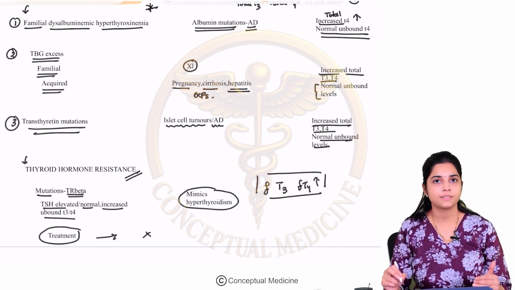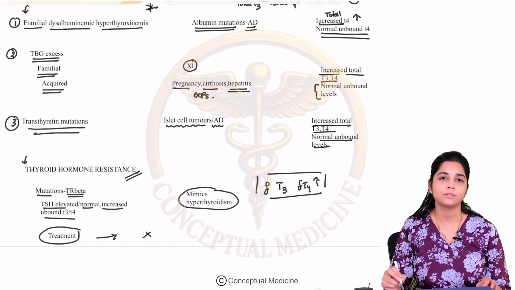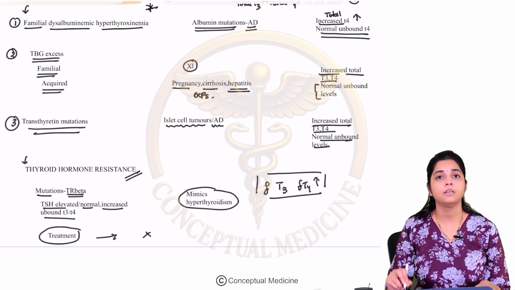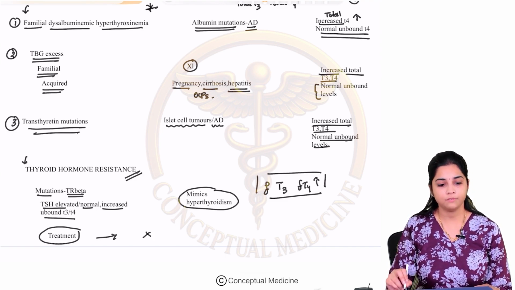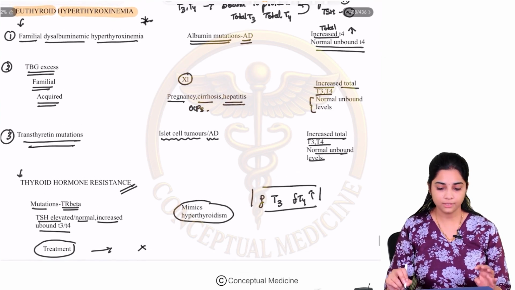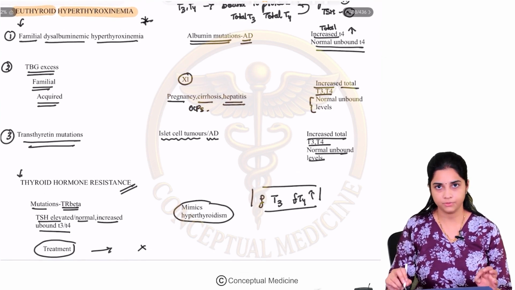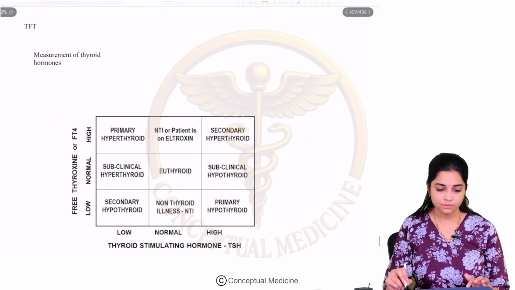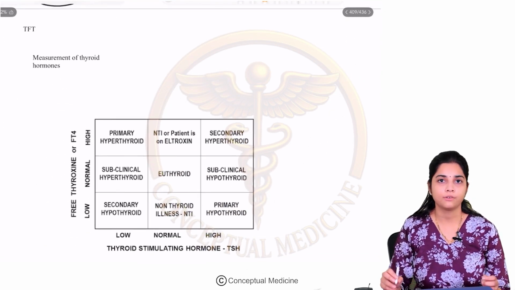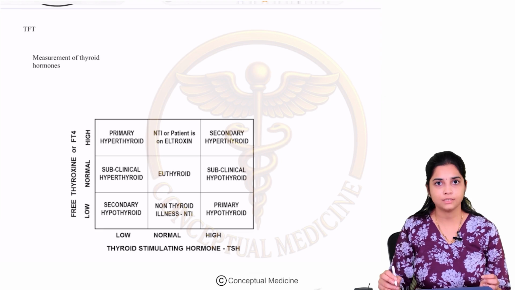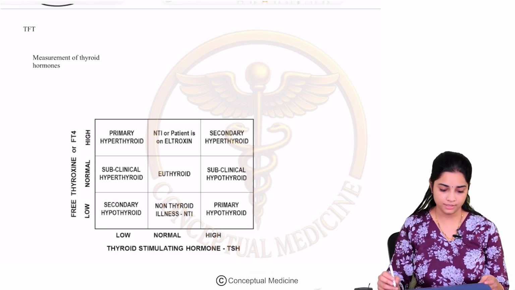Till here, let's just recap what we have learned. We have learnt about the basic anatomy of the thyroid gland. We have understood how the thyroid hormone is produced. We have understood the difference between T3 and T4. We have understood what euthyroid hyperthyroxinemia and thyroid hormone resistance syndromes are. Now, let us look at the approach to thyroid function testing.